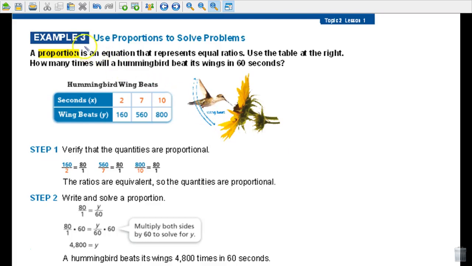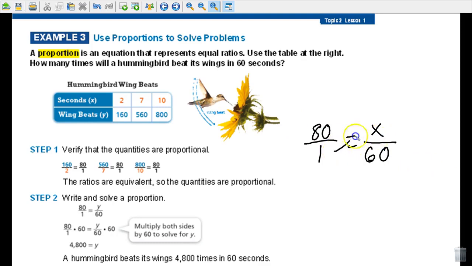Okay? Example 3, use proportions to solve problems. A proportion is an equation that represents equal ratios. Use the table at the right. How many times will a hummingbird beat its wings in 60 seconds? So these, in 2 seconds, 160 beats, in 7 seconds, 560, in 10 seconds, 800, okay? We're trying to find out how many times it will beat its wings in 60 seconds. So they simplify all 3 of these to find out that they are proportional, and it'll be 80 over 1, okay? So the way we work this out, we have 80 over 1, 80 beats per 1 second, equals a variable x over 60 seconds, okay?